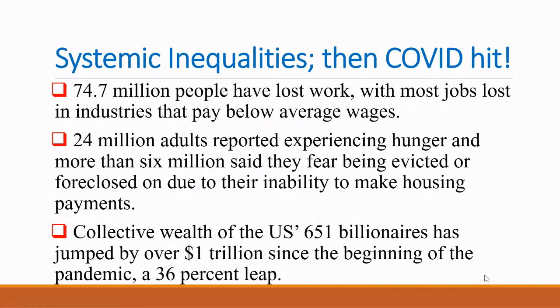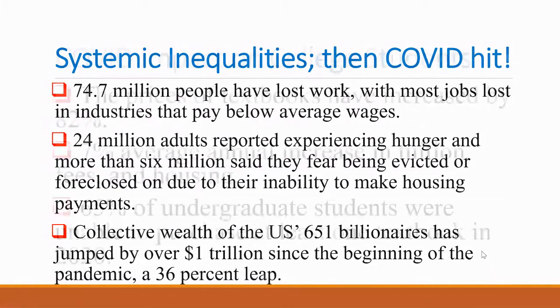24 million adults reported experiencing hunger, and more than 6 million said they fear being evicted or foreclosed due to their inability to make housing payments. That's how deep the economic and social crisis was. On the other side, the collective wealth of the 651 billionaires has jumped by over 1 trillion since the beginning of the pandemic. That's a 36% jump. So these deep inequalities and this inequity can make anybody's eyes open and ask questions about why this is happening.